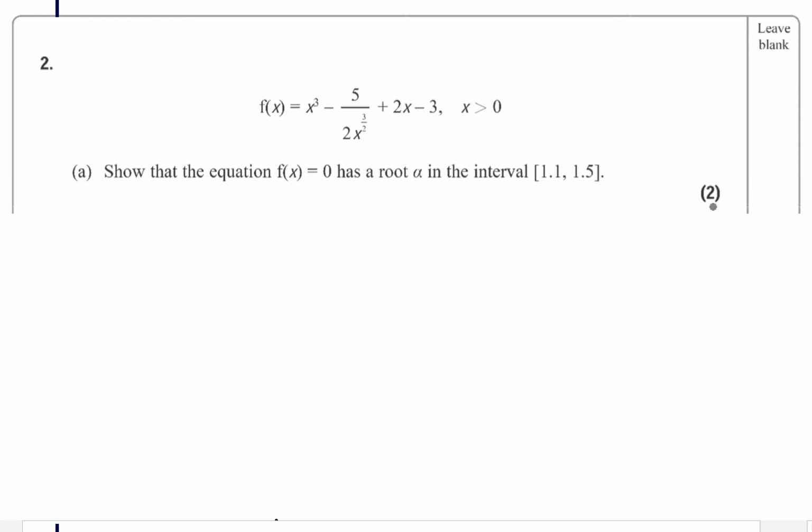All you have to do is substitute the lower bound, 1.1, into this function, and substitute the higher bound, 1.5, into this function. Find out what they come out as, and then it should be pretty clear that there is a root, normally because one's negative and one's positive, but we'll talk about that when we get to it.